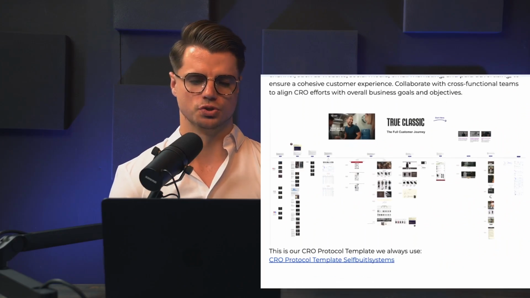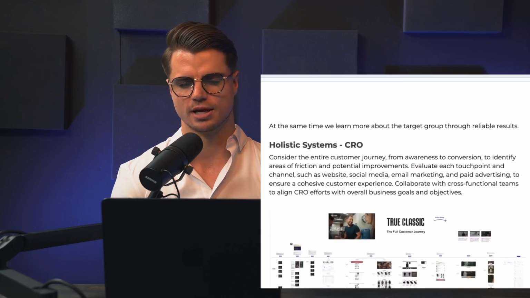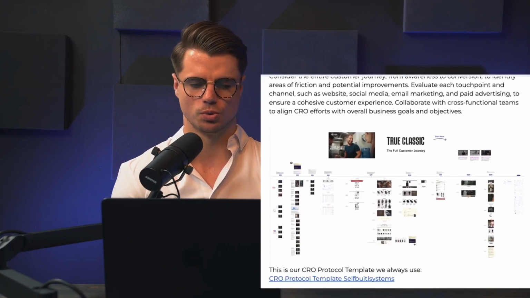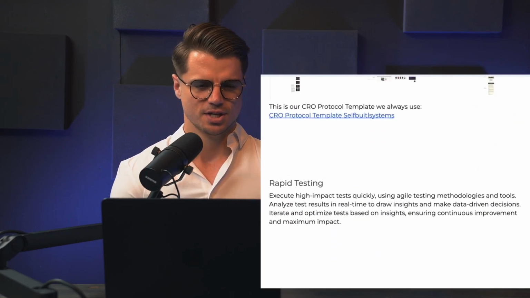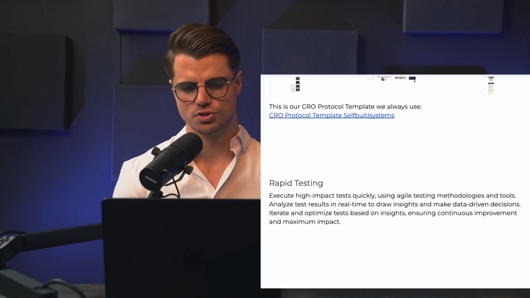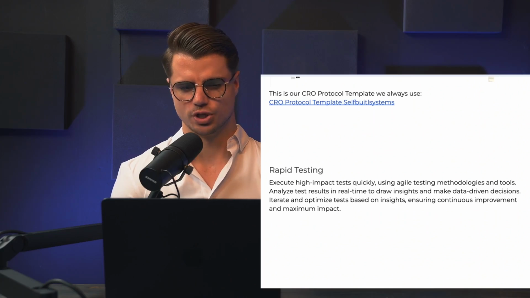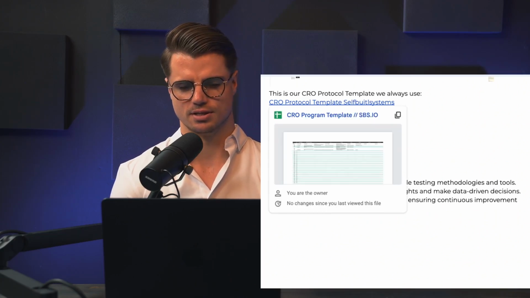But here's another one for the true classics. Now, this is obviously an e-commerce brand, just to give you guys a perspective of what this would look like. I call this weekend fun, stuff that we will do on the weekend just for fun, right? So this is our CRO protocol template that we always use. The CRO protocol template for Selfbuilt Systems, which you can go and check out here, is in that template.